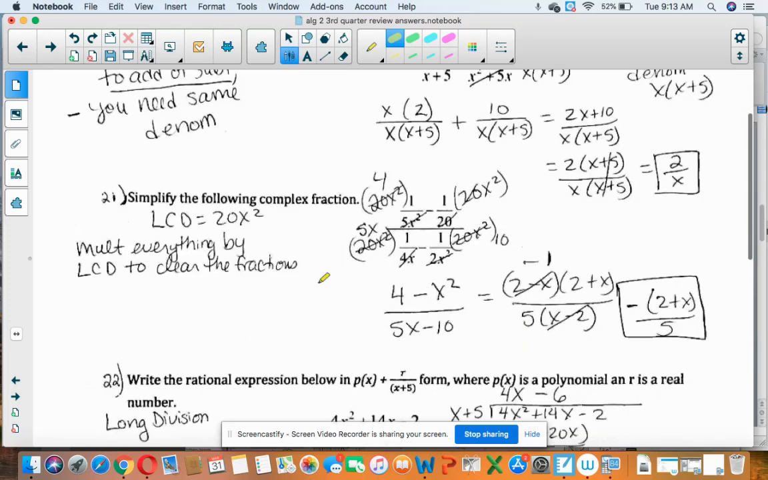On 21, I'm simplifying this complex fraction. So I have these different layers of fractions. The easiest way to do it is to multiply everything by the least common denominator to get rid of those extra fractions that I have.